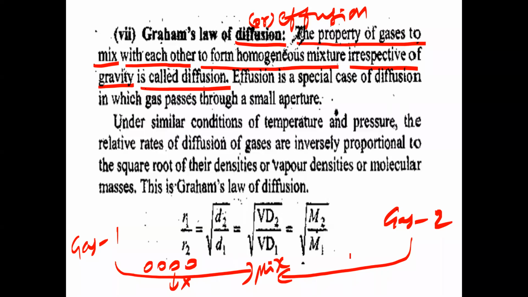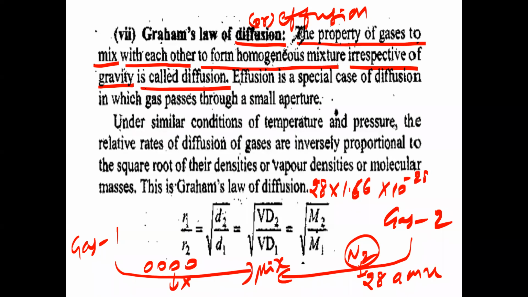Suppose you take a nitrogen gas molecule. One nitrogen gas molecule is equal to 28 AMU. AMU means atomic mass unit, unified mass. So one AMU is very small in mass: 1.66 into 10 to the power of minus 24 grams is 1 AMU. So 28 into AMU is a very small value.